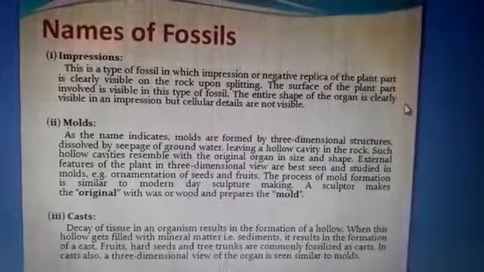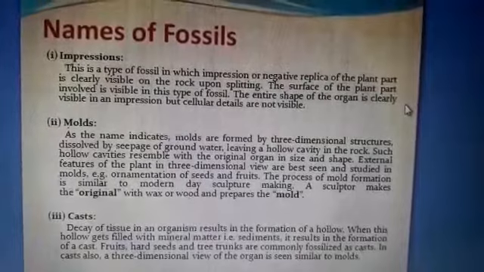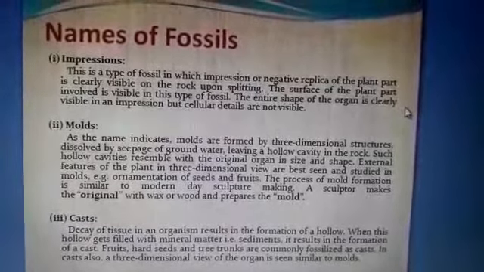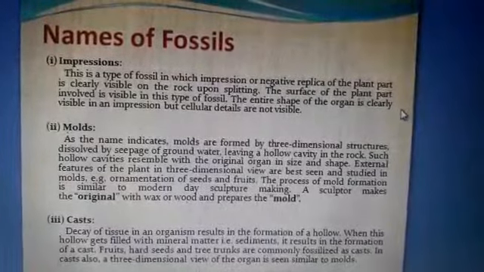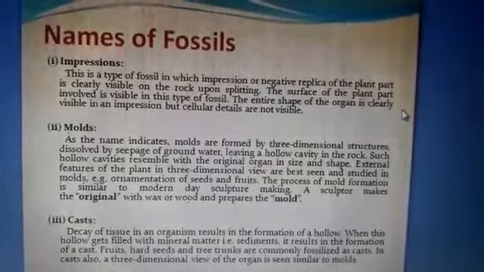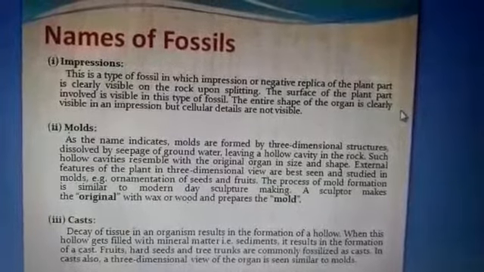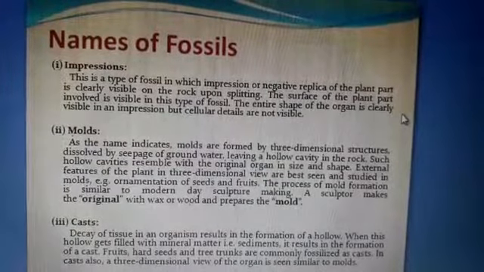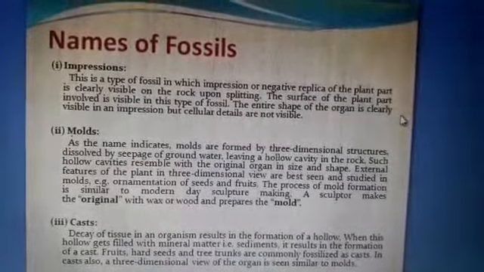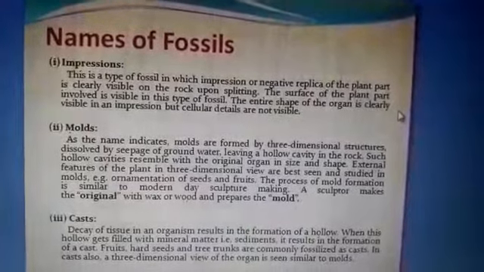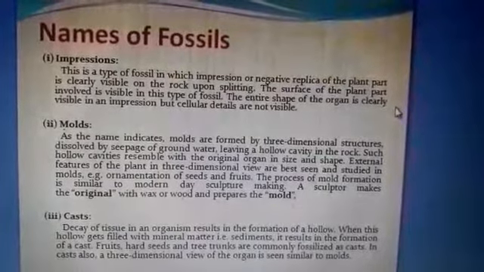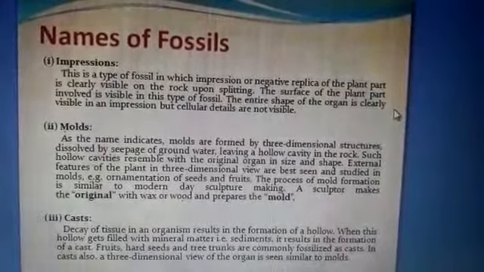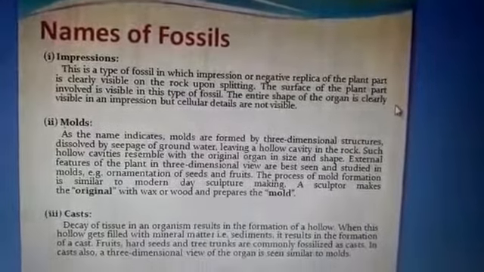The second form is the mold. As the name indicates, molds are formed when a three-dimensional structure is dissolved by the seepage of groundwater, leaving a hollow cavity in the rock. Such hollow cavities resemble the original organs in shape and size. A sculptor makes the original with wax or wood and prepares the mold.